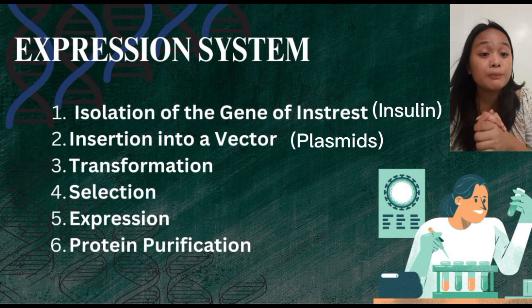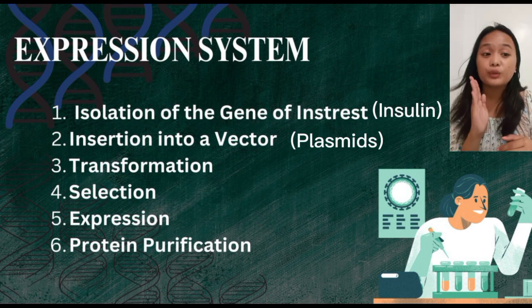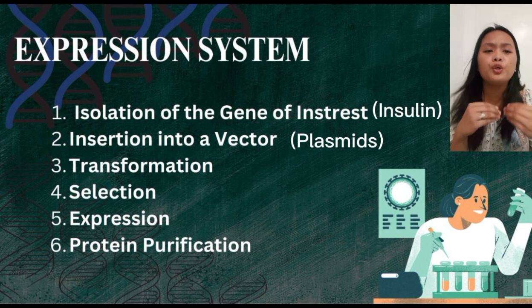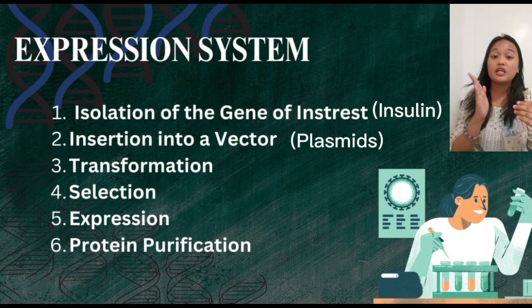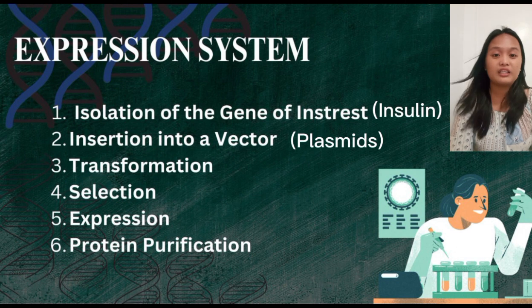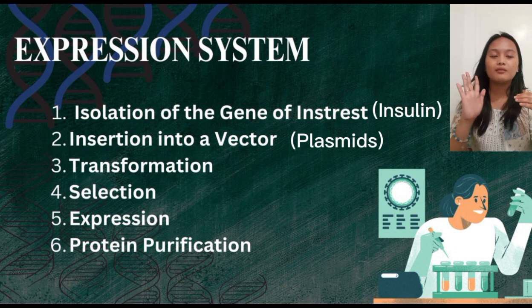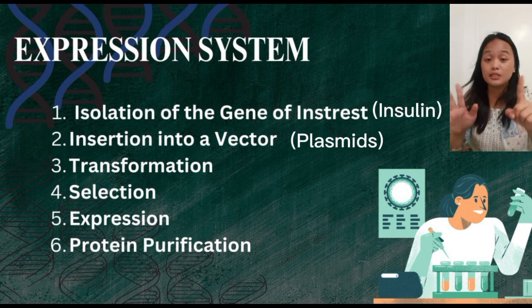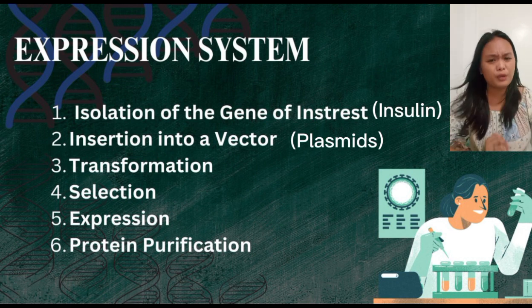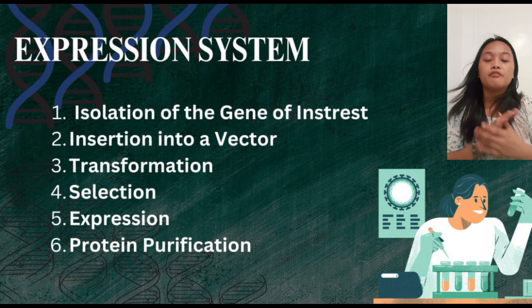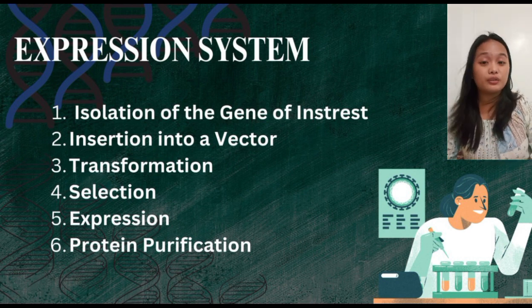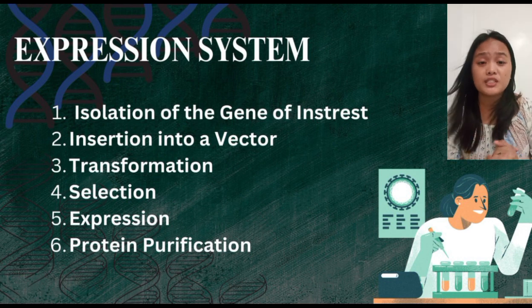Last step is protein purification. The insulin protein is then extracted and purified from the bacteria for further use, such as treating diabetes in humans. Those are the six major steps in an expression system. I'll provide another example for us to understand the six major steps in an expression system.